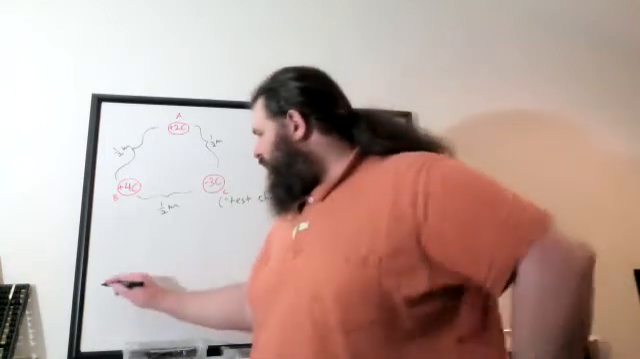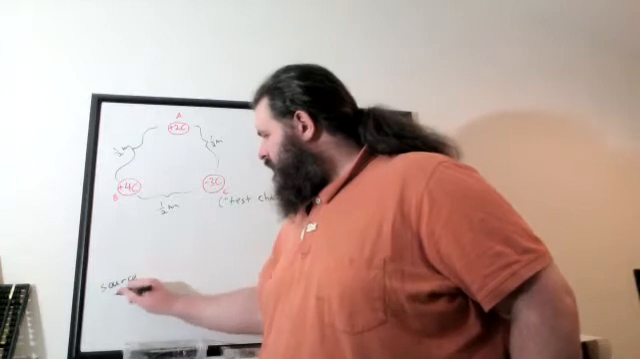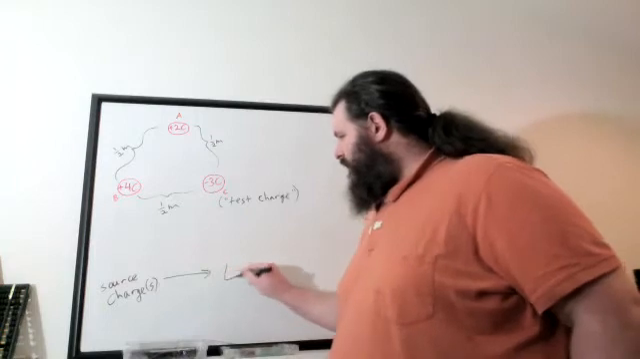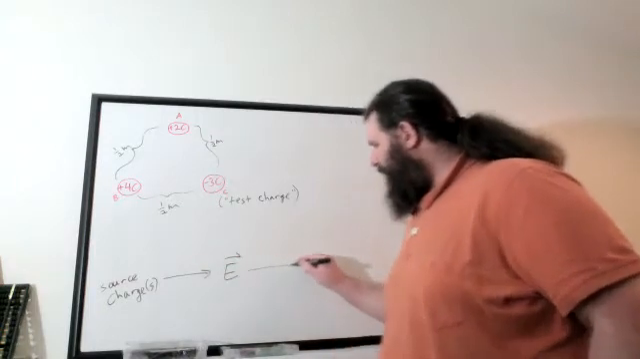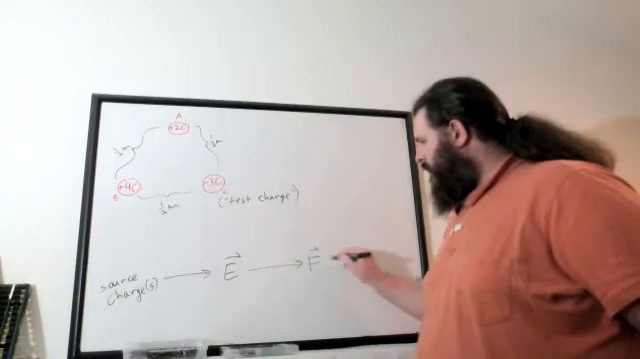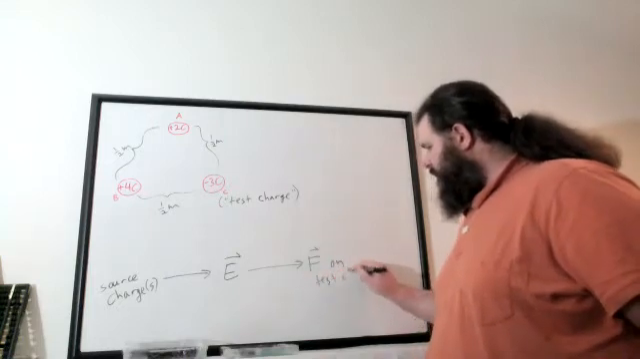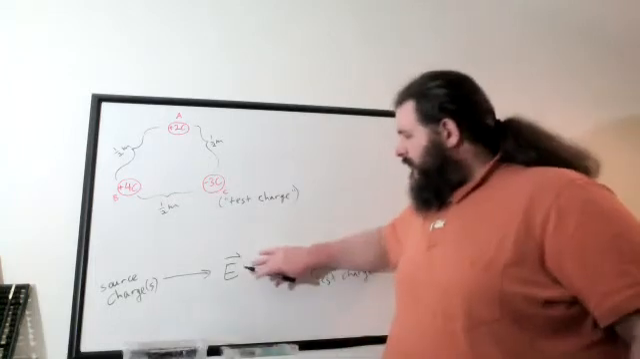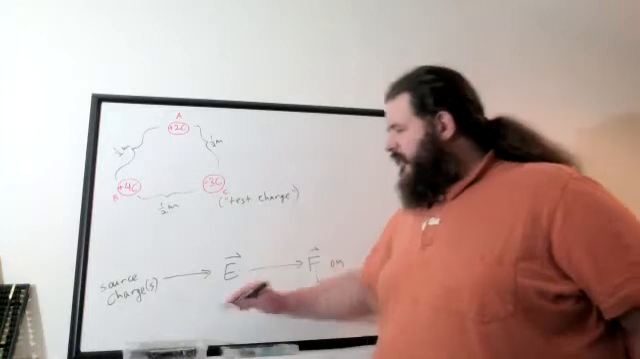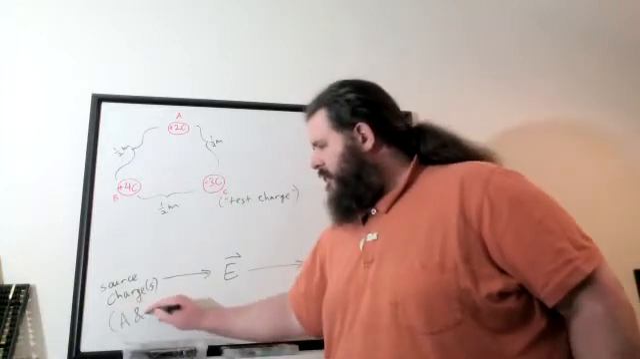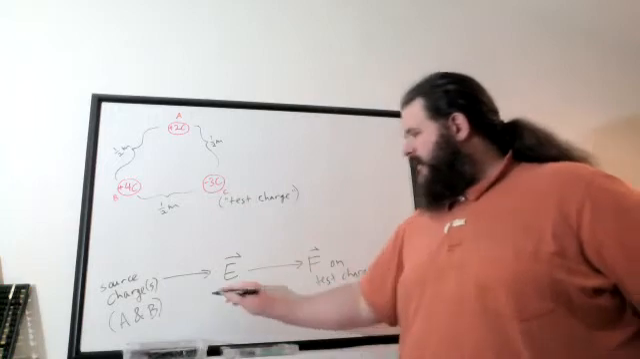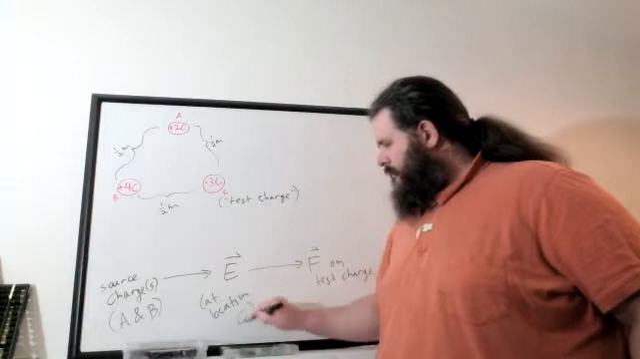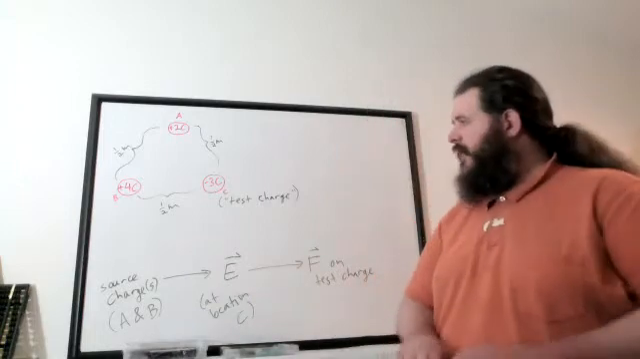So the general scheme here is we take these source charges, those create an electric field, and that electric field creates a force on the test charge. And we're going to do this one step at a time. First, we're going to ignore the test charge entirely and just treat the source charges, A and B, as creating an electric field at location C. We're treating C as just an empty point in space for now.